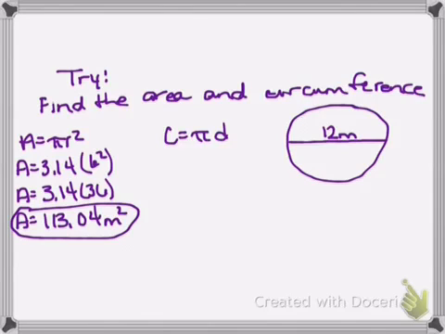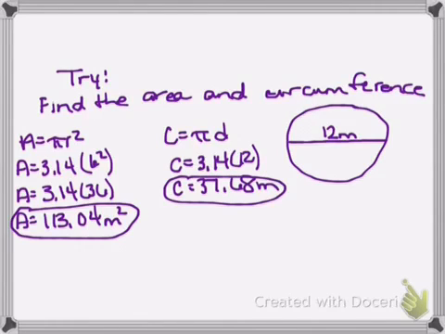The circumference is pi times diameter. 3.14 times the diameter will be 37 and 68 hundredths meters. So you needed the diameter, and that's what they provided you.